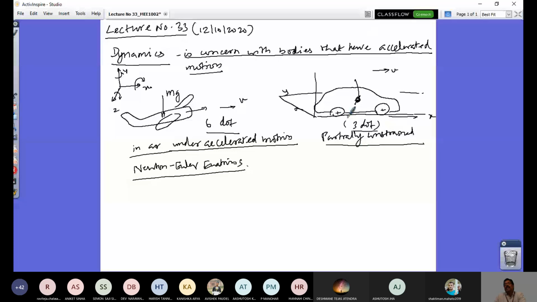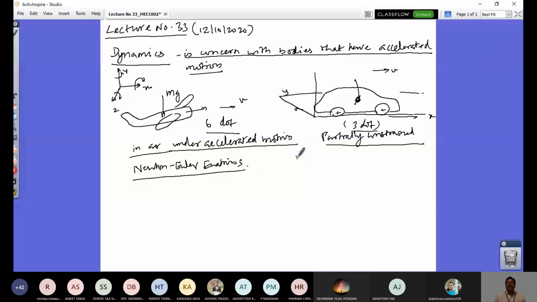So the translation in X or Y direction can be considered a component of the motion of the vehicle when it is going in a circular path. So that is how we can understand. That is again called an accelerated motion of the body. So what does that follow? Dynamics means the motion of bodies which are accelerated, right? So here again you have Newton-Euler equations.